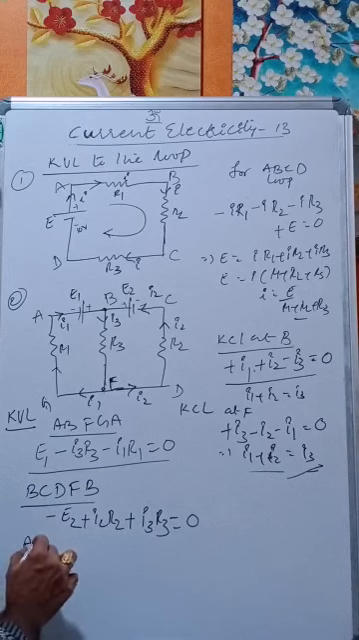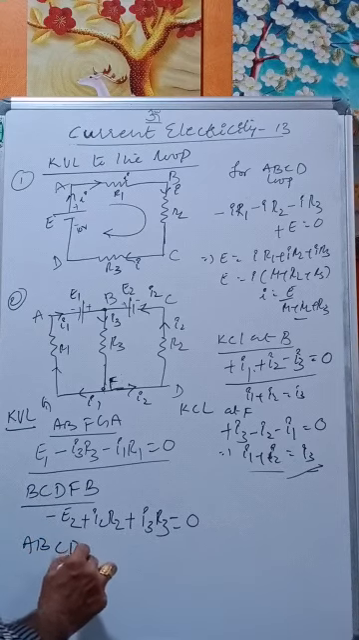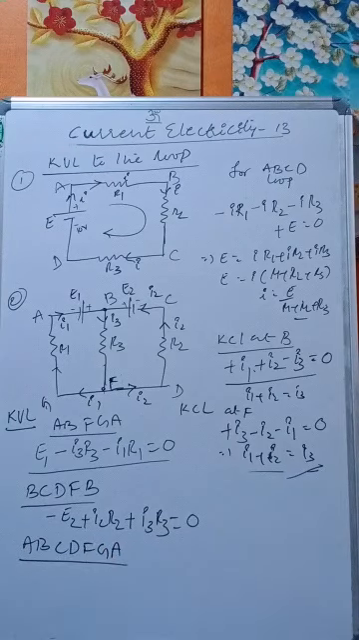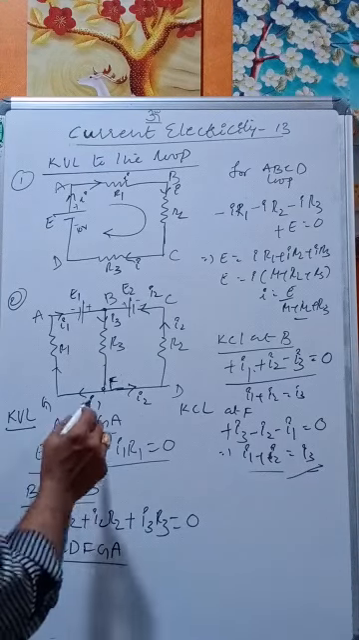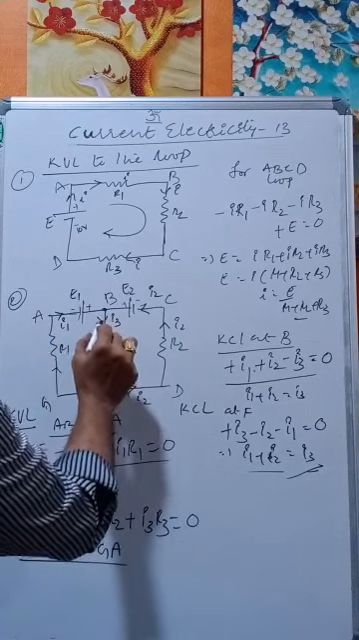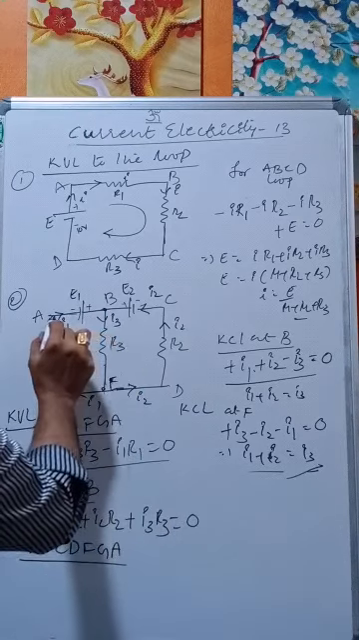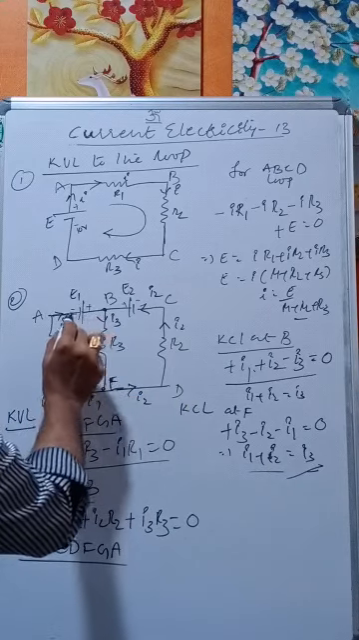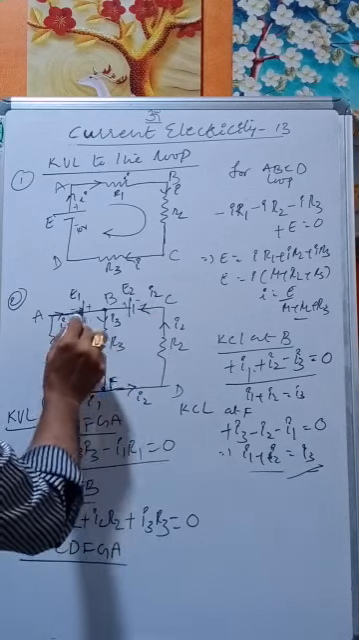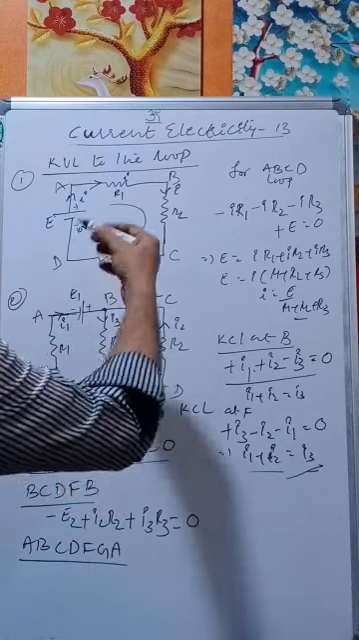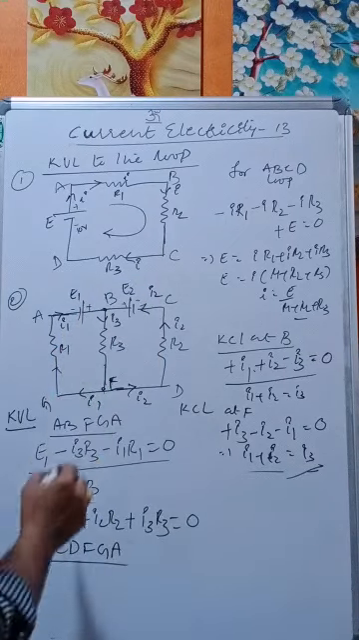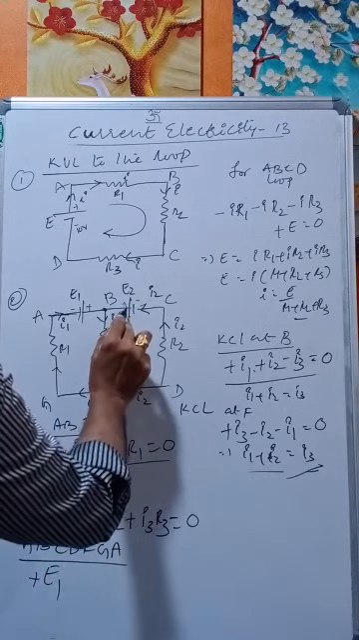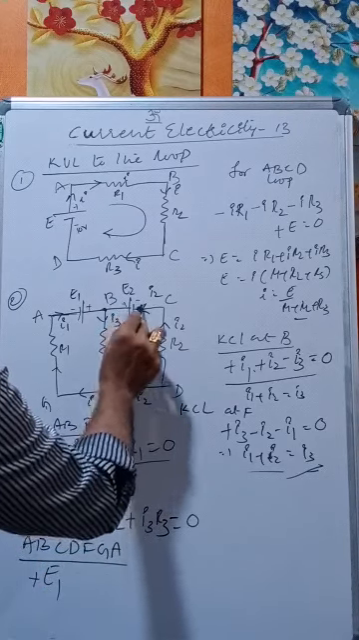Next, take the loop A B C D F G A, neglecting the middle branch. Moving from A to B, there is an increase in the potential, from lower potential to higher potential. Therefore, plus E1. Again, we are moving from positive to negative.